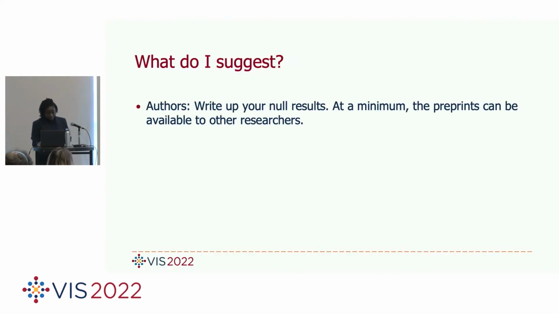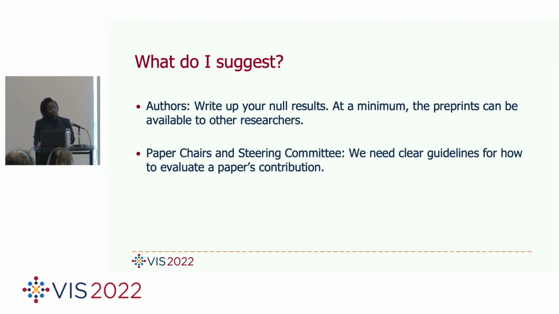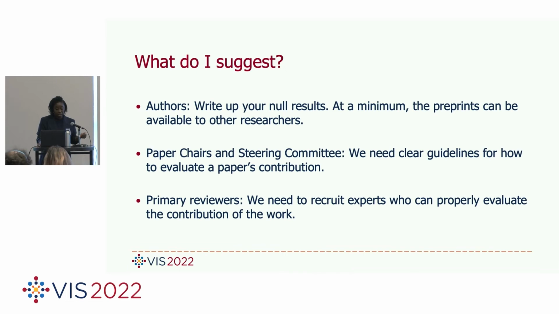So what do I suggest? First, authors, you need to write up your results. At a minimum, publish a preprint somewhere so that others can have access to it. Paper chairs and steering committees, at least for my N of 1 situation, I feel this was partially based on the fact that the primary reviewer wasn't a good fit for this paper. So the primary reviewer wasn't an expert in this area, so they couldn't really evaluate their contribution either. And primary reviewers, I don't think they did a good job at selecting the other external reviewers.